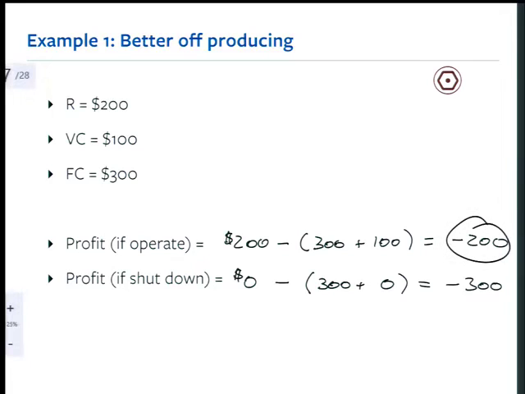Because what happens here is you're getting $200 worth of revenue, but you only have to spend $100 on labor, so you have $100 that you can use to pay off some of your capital expenditures. Versus here, if you don't produce, you have no revenue. You also have no variable costs, but you have to pay the full $300 of the capital expenditure. So the firm should operate.